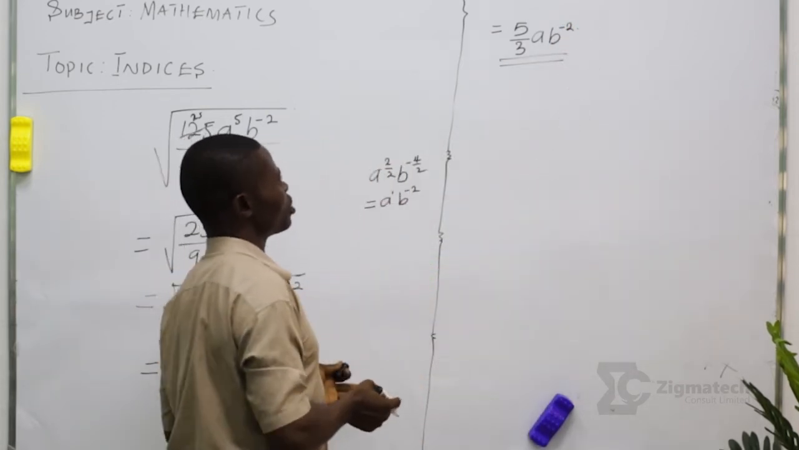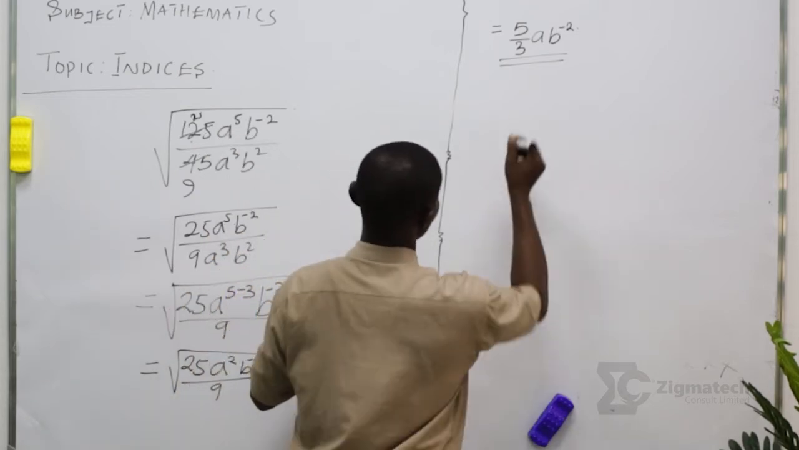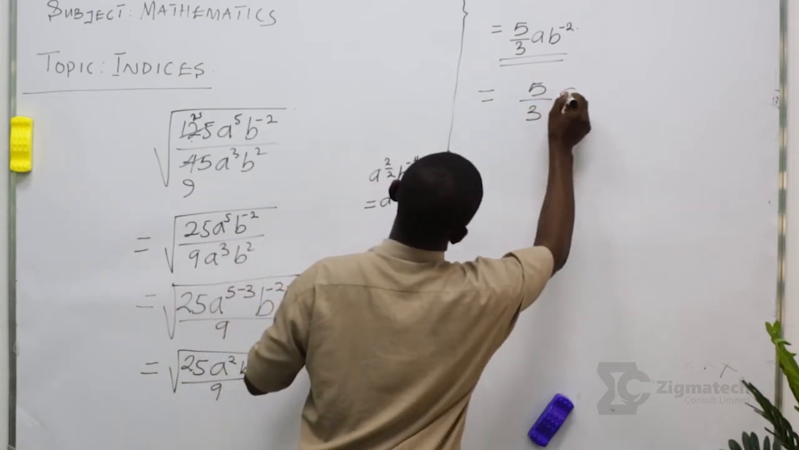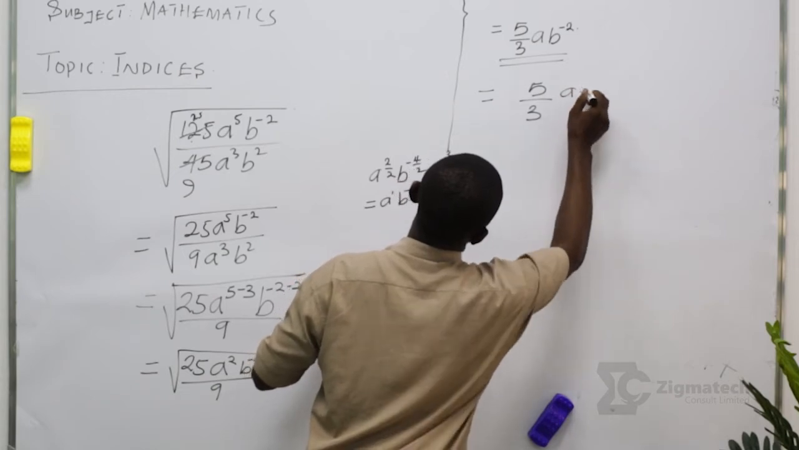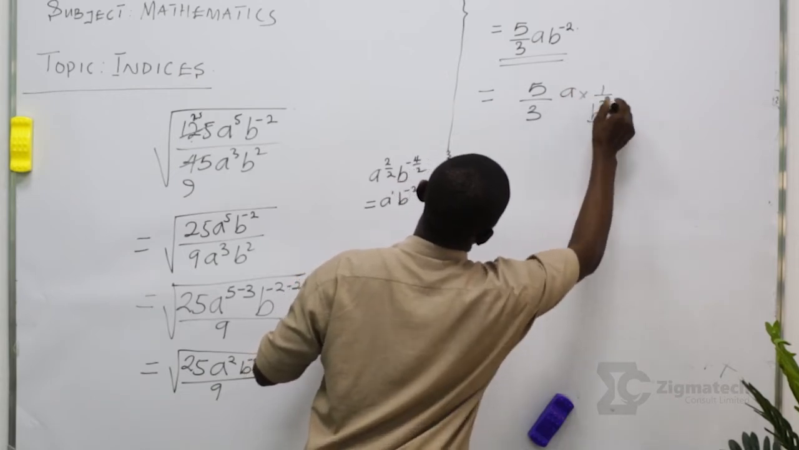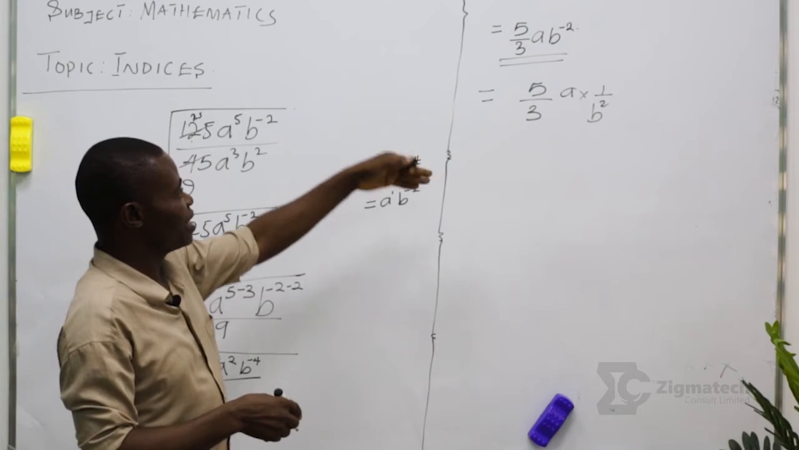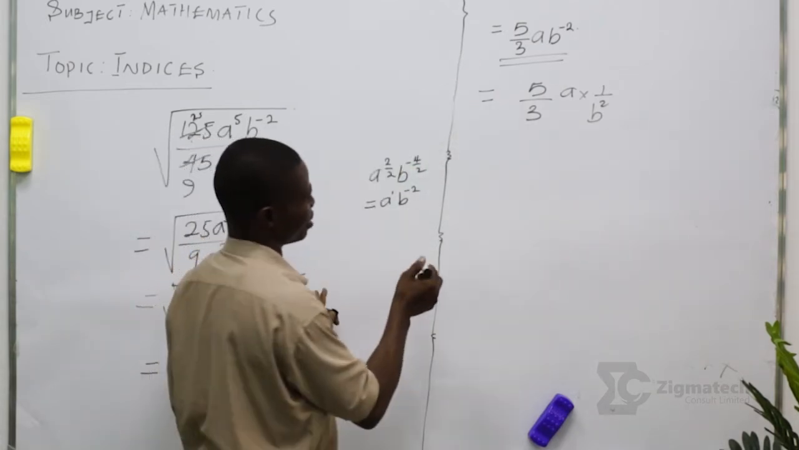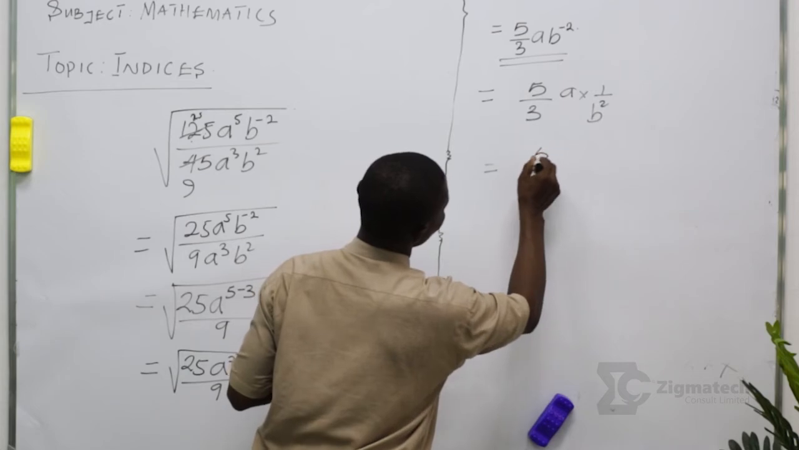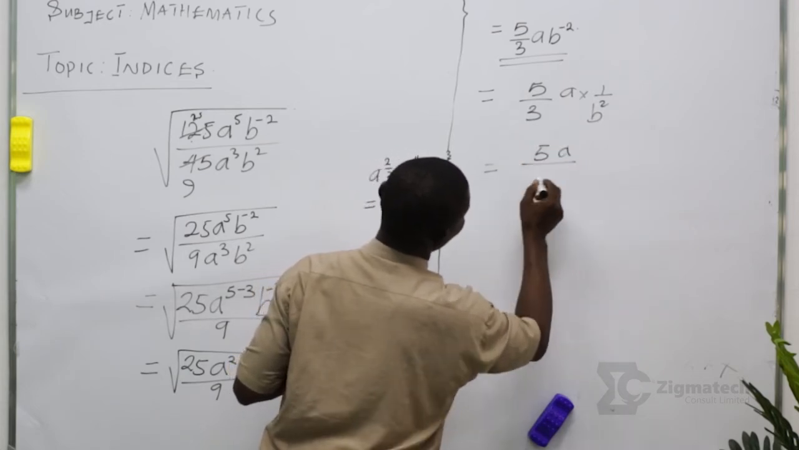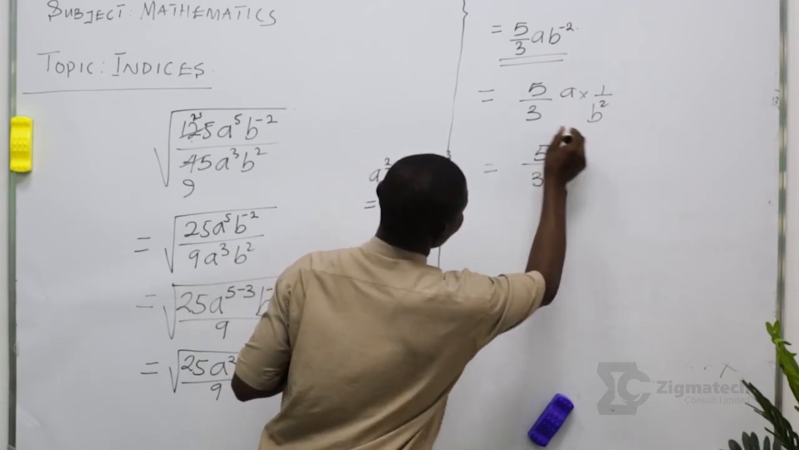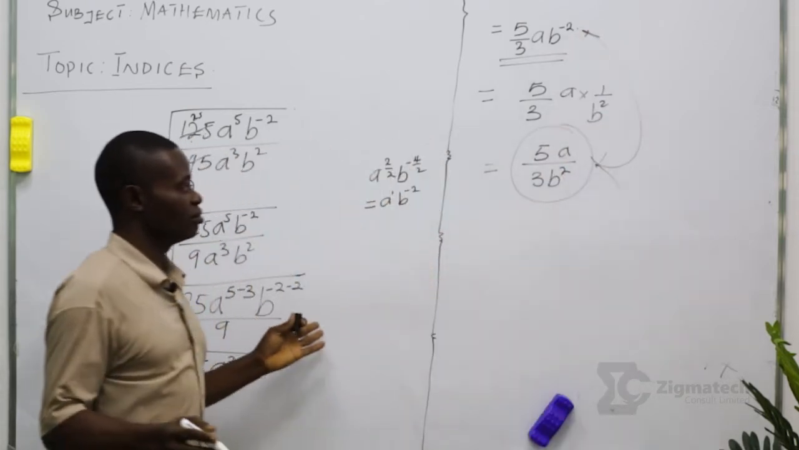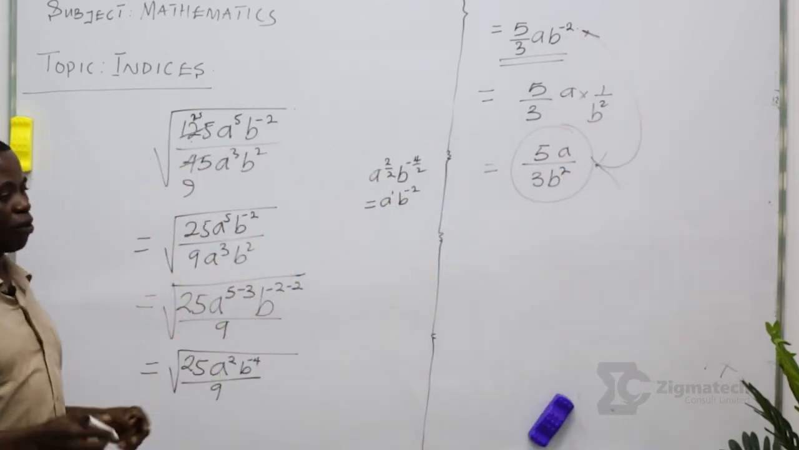But if you want to standardize more, trying to show you know what you are doing, you have to write it this way: 5 all over 3, a, multiplied by 1 all over b squared. You are now applying the negative index law of indices, meaning you have 5a all over 3b squared. This solution is the same thing as this solution. No issue. Sample 4.